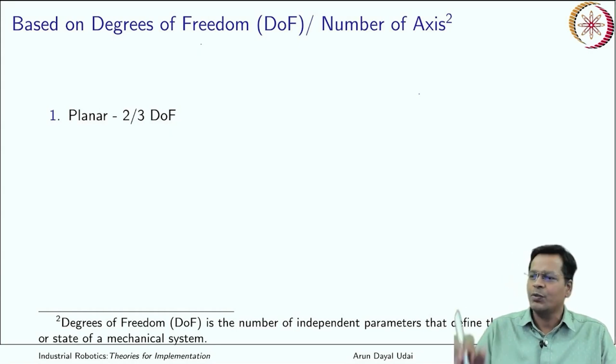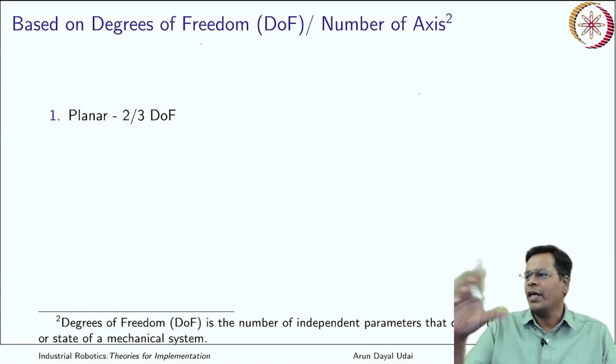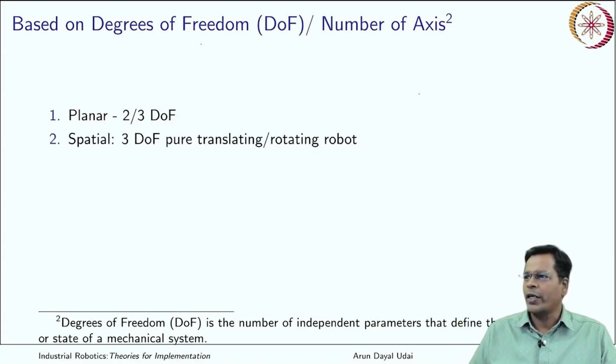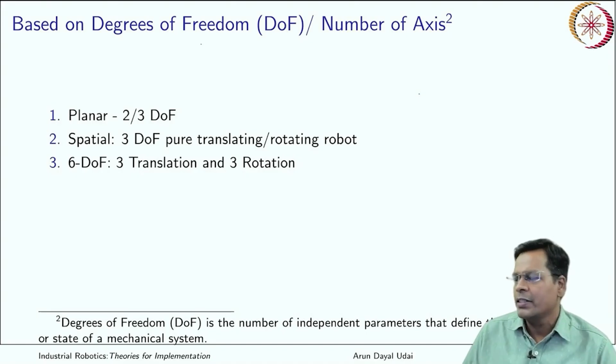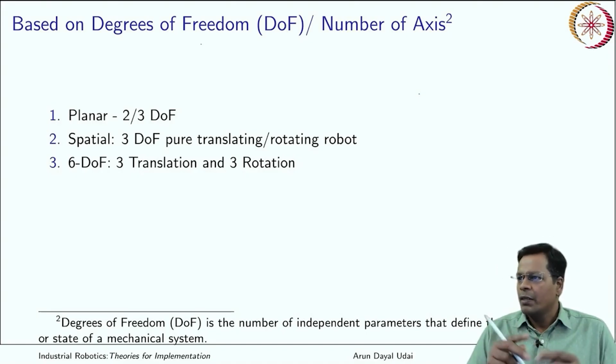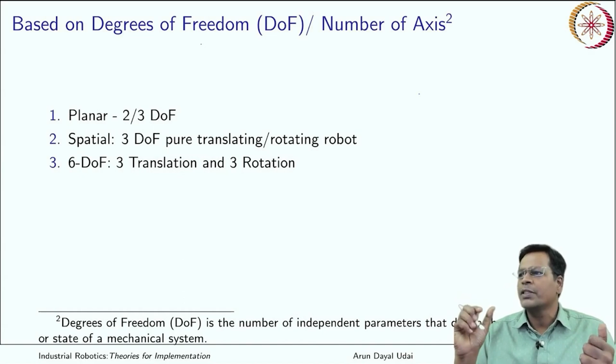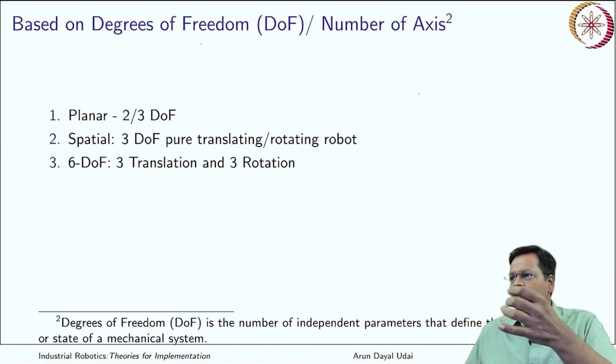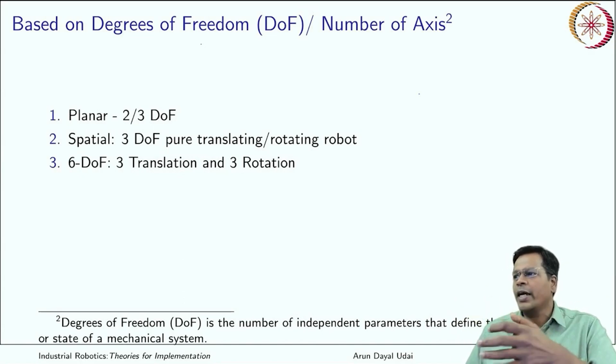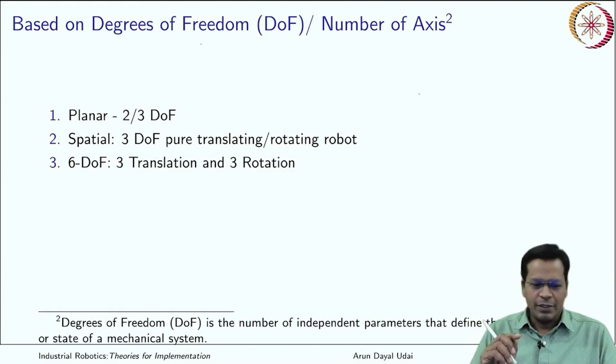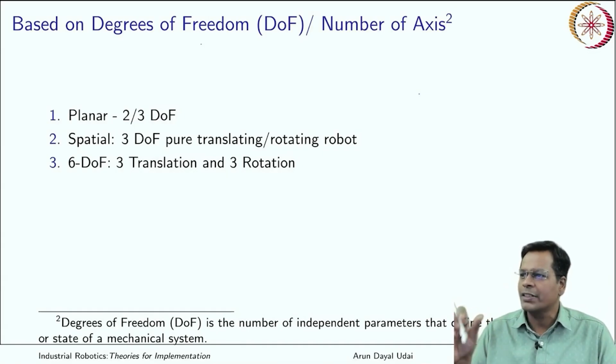It can be 2 degrees if you just want to reach there, or otherwise you may have an additional rotary revolute joint over there. Okay, spatial robot, mostly they are of 3 degrees of freedom, pure translating or a combination of translating and rotating joints. 6 degrees of freedom can be 3 translation. Minimum 3 degrees of freedom is required to make your robot go anywhere in space, x, y, z. Okay, and then you need additional 3 degrees of freedom to orient your robot. You got it? So this is the requirement of having 6 degrees of freedom.